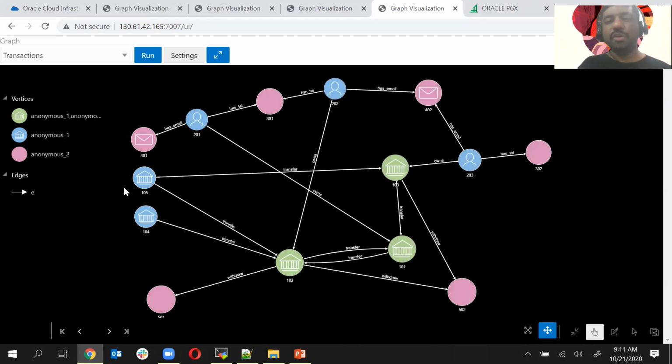Now, how can you draw some suspicious pattern based on that? How can you further investigate into the detail? So graph helps you visualize this information as well in relation to running the various algorithms in the background.